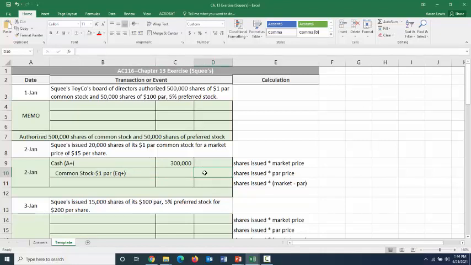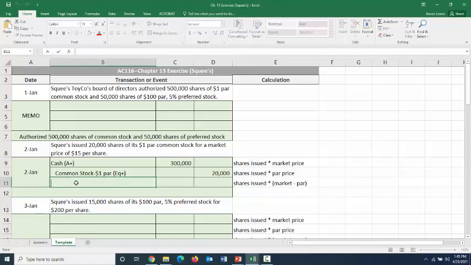We find how much of that $300,000 is attributed to the par value of the stock we're issuing by taking the number of shares issued and multiplying it by par price. So the number of shares we're issuing is 20,000. The par price of each share is $1. And if we take 20,000 and multiply it by 1, it's 20,000. So $20,000 of that $300,000 we're receiving can be attributed to the par value of the stock that we are issuing.